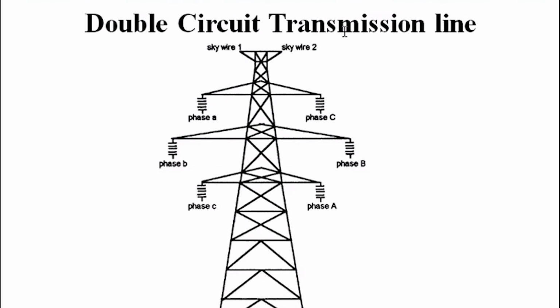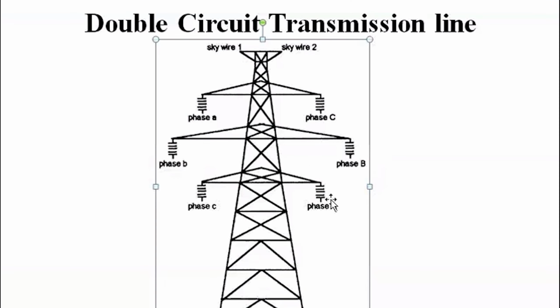In a double circuit line, if you see the structure, at this corner and at this corner we have the earth wires. One earth wire we call sky wire 1, another earth wire we call sky wire 2. Similarly here, this is a double circuit line. Double circuit line means one set of power line is phase R Y B, another set of power line is phase R Y B. See the order here. Here it is R Y B, and the R Y B sequence starts from top to bottom.